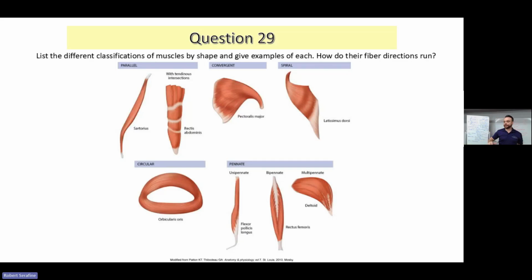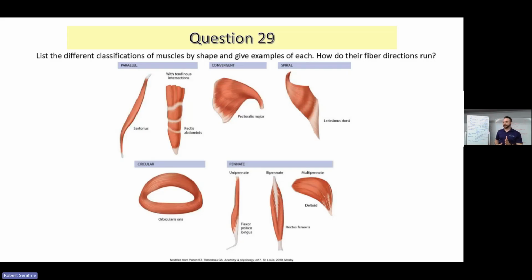Then we have, lastly, pennate muscles. Pennate, I think like penne pasta. You know how it's got that little angle cut on the penne pasta, right? Well, pennate is probably the most complicated because we can have unipennate, bipennate, or multipennate. So basically, a pennate muscle is where we have a central tendon and then we have muscle fibers branching out to the sides from it.